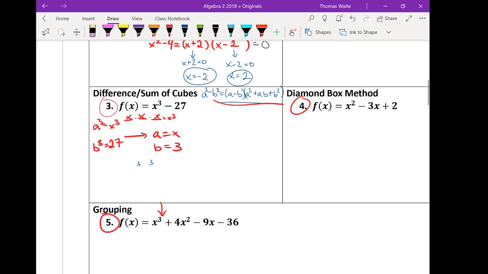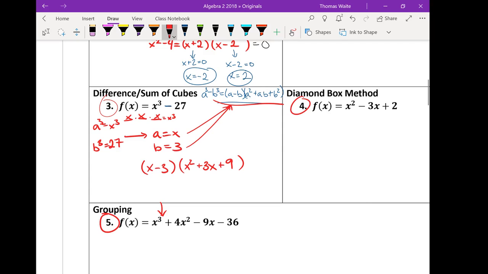Again, once we have our a and b, we're really just plugging them into our formula up here. So I'll rewrite it down here. It's going to split into our two terms. One's going to be x minus 3, because a is x, b is 3. And then a squared, that's going to be x squared. a times b, that's x times 3, or 3 times x. We usually call that 3x. And then b squared, that's b times b, 3 times 3, 9.